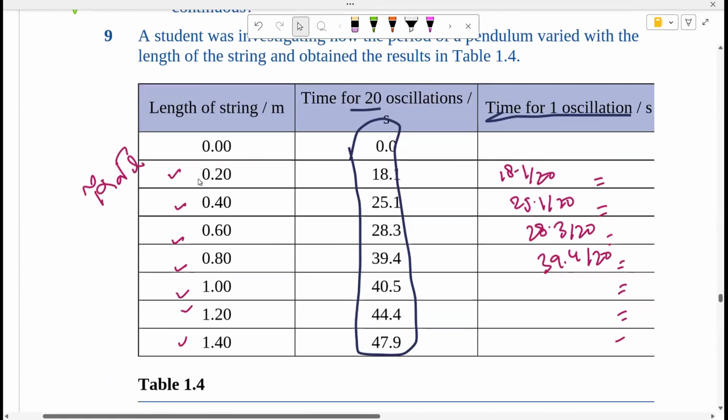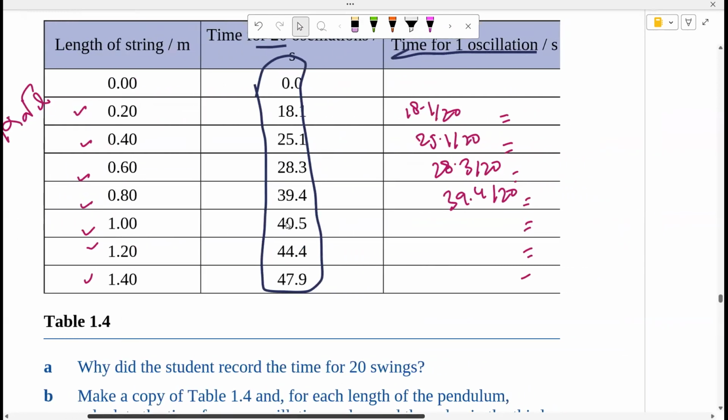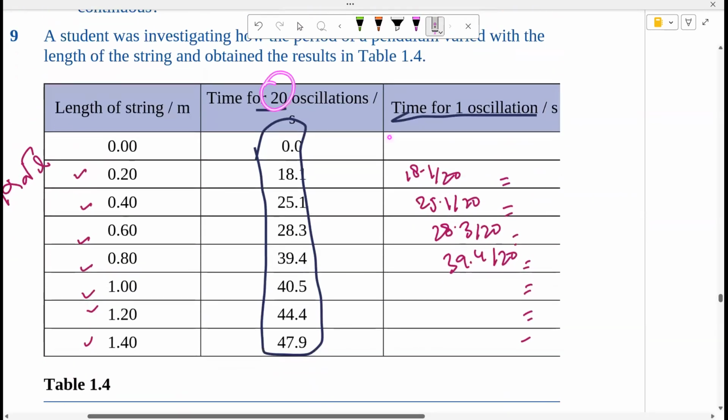Next, they have asked us to calculate the time period. How do we calculate the time period? Time period is time divided by number of oscillations. So time is 18. Number of oscillations is given as 20. So I'll divide 18 with 20.